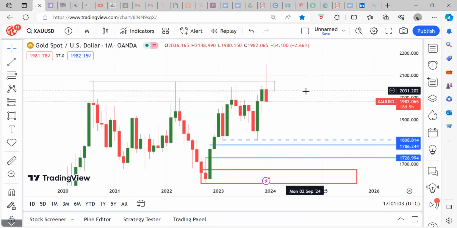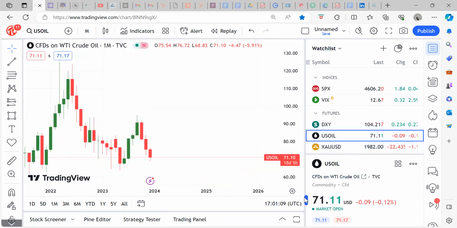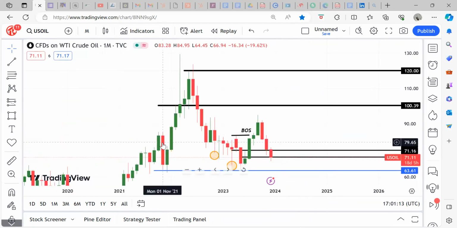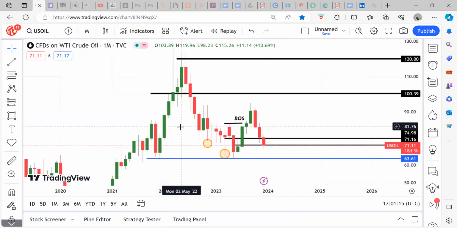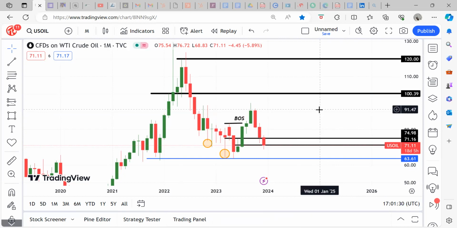So just watch out for gold, and also let's check crude oil. That's the last asset I'll be looking at. Now, crude oil, I still have this call that I see crude oil hitting $100 per barrel. That's my first level target of oil. My second level target on crude oil is $120 per barrel. So I'm looking forward to crude oil hitting $100 per barrel and also $120 per barrel.